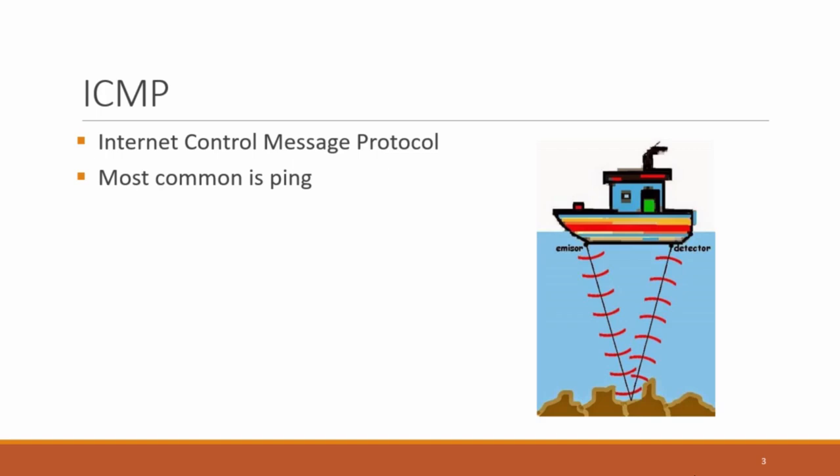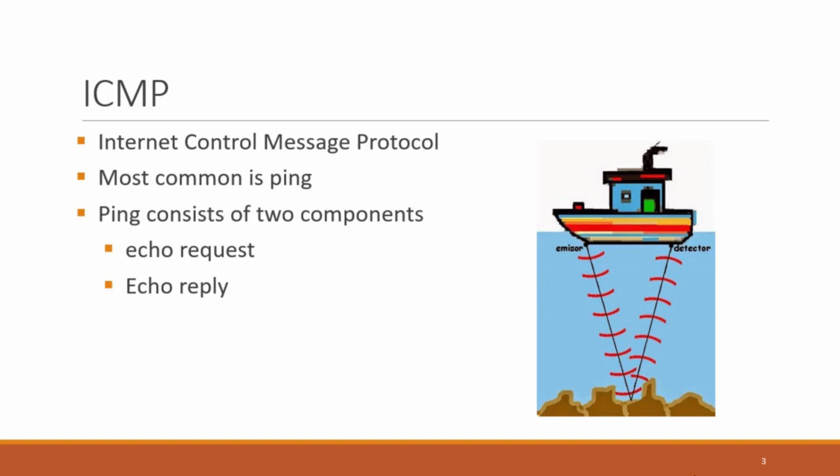Within our networks, we use two components. That is an echo request and an echo reply. This achieves the successful ping. So what that is, just like sonar, we send out into our network a transmission and we look for a return. If we get the return, our network is reachable.